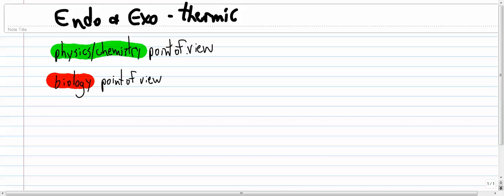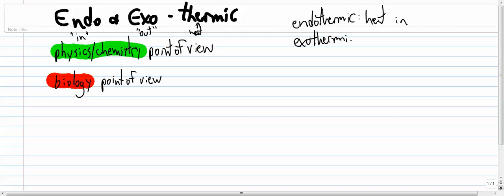So, physics and chemistry, endo and exothermic. Well, let's break those words down. Let's look at their origins. Endo means in, and exo means out. So thermic means heat. So if you wanted to say endothermic, that means heat in. And exothermic, you got it, it means heat out.